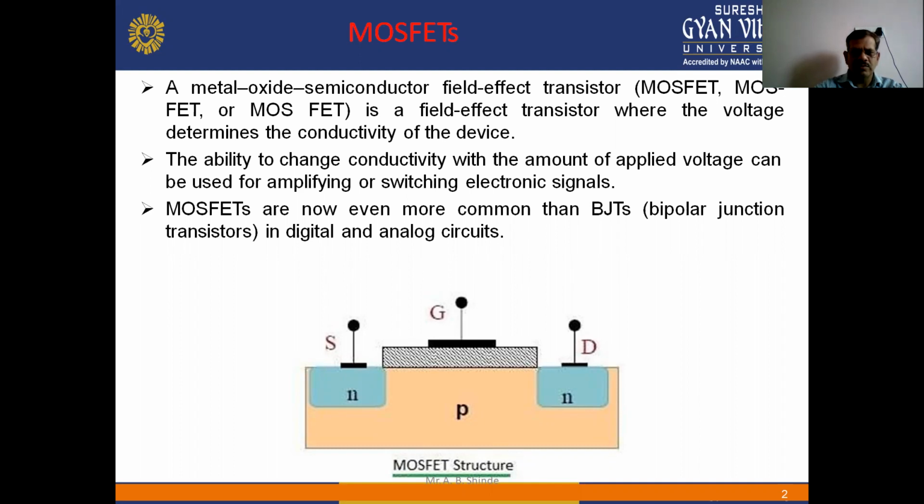So this is the diagram of the MOSFET structure, in which three terminals are there: source, drain, and gate, and also one p-type substrate here. So this is the simple MOSFET structure.